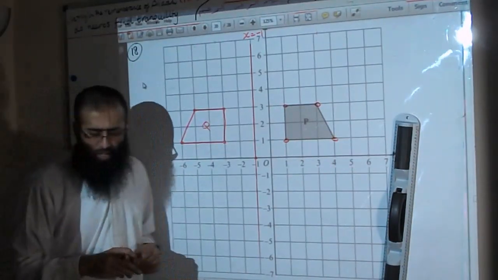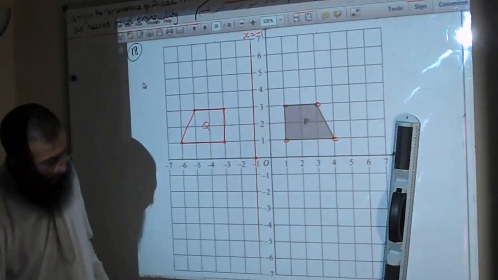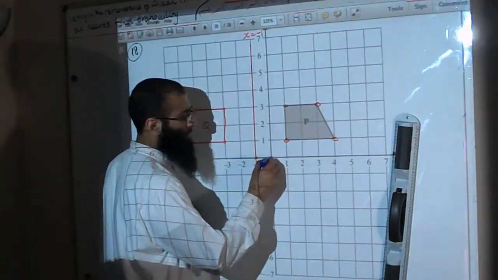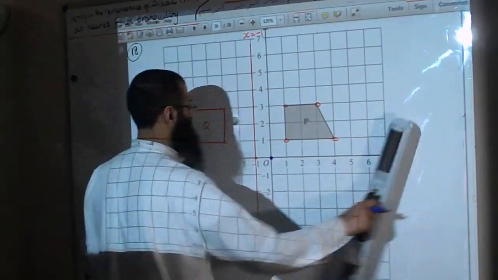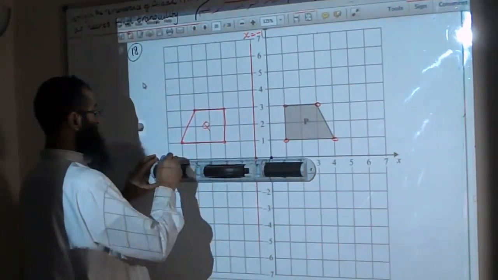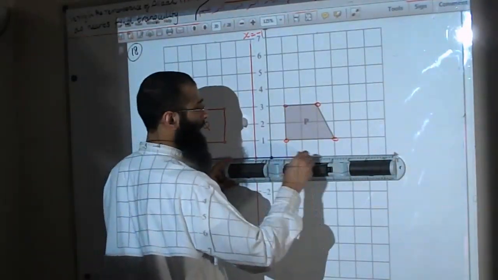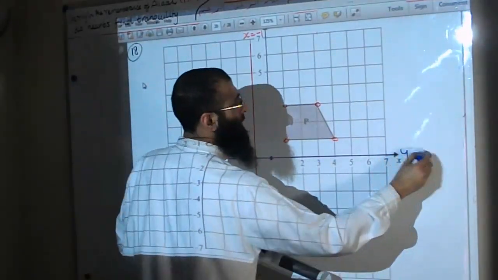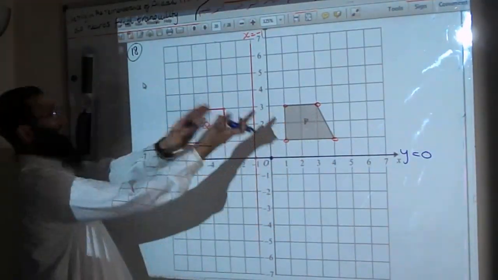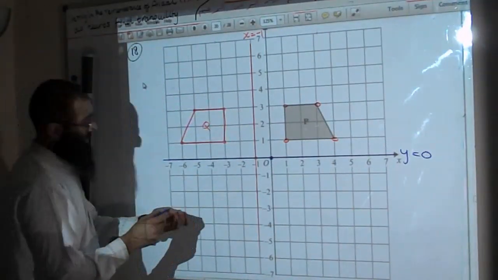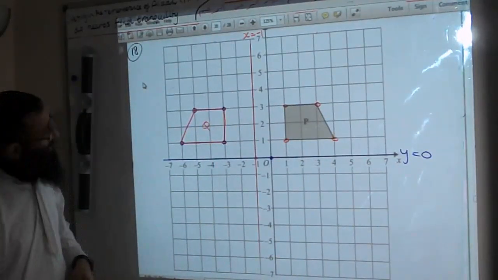Then it says shape Q is reflected in the line y equals 0. Let's find the line y equals 0 first of all. Where is the line y equals 0? It is the x-axis. Alright, so let's use that. I'm just going to label here the x-axis is the y equals 0 line. So we've gone from here, we reflected it this way, now we're going to reflect it that way. So we do exactly the same thing. We've got to grab 4 points and count the distance and do it on the bottom.